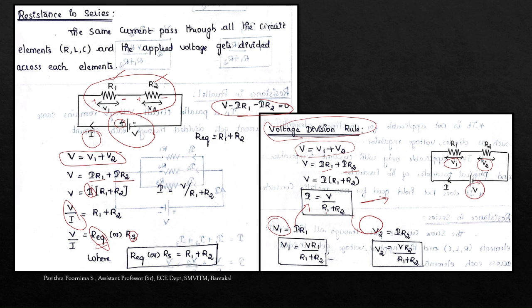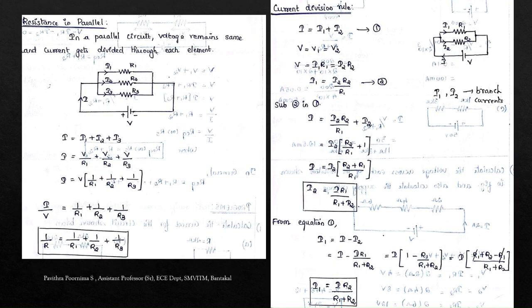V2 equal to I, which is V divided by R1 plus R2. If you substitute, we will get one more formula for V2, which is V R2 divided by R1 plus R2. So this is the voltage division rule. The voltage division rule is for the elements connected in series, to find the individual voltage drop across the elements. So the suffix comes saying V1, R1, V2, and here it is R2.